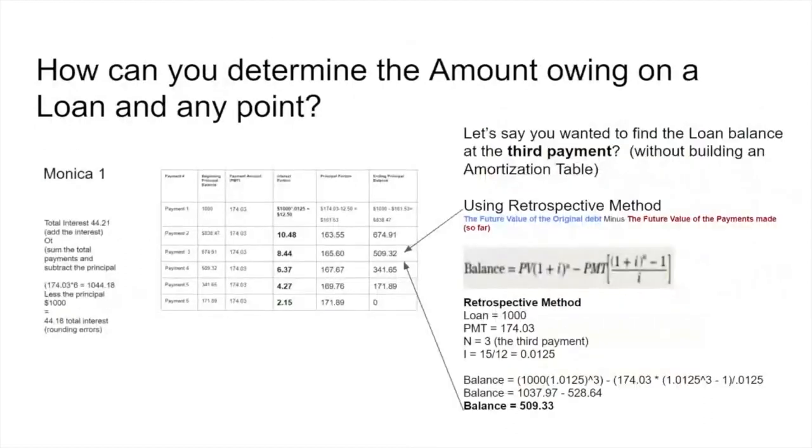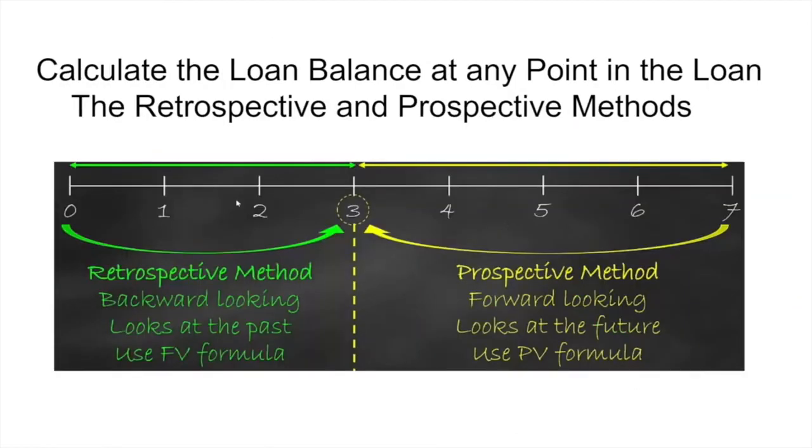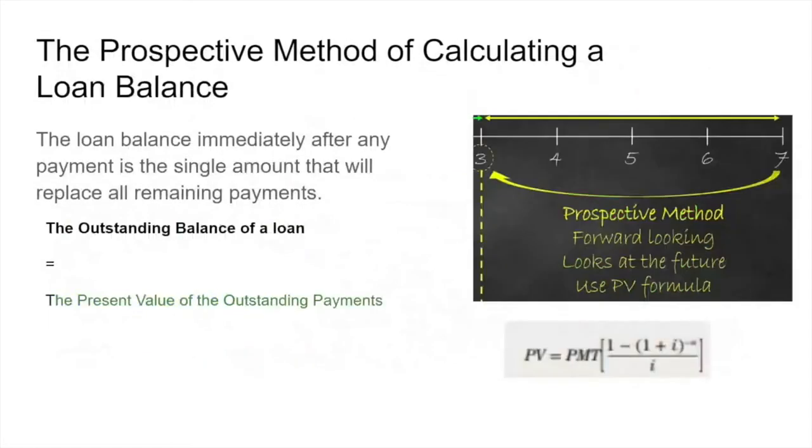That's the retrospective method. Now, as I said at the beginning, there are two methods. There's the retrospective method for calculating how much is owed, but there's also something called the prospective method. The prospective method is forward-looking, looks into the future, and uses the present value formula. The prospective method is easier. The mechanics of calculating it are easier, but it does exactly the same thing. Let's go take a look at the prospective method.